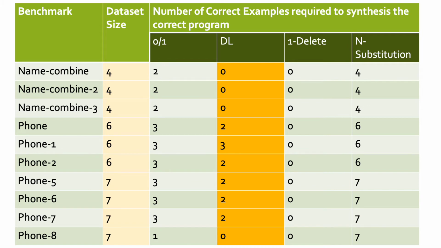Now let's see how Damerau-Levenshtein performs. This loss function closely tailors the characteristics of this domain. As we can see, in some cases, it requires 0 correct input-output examples. This is because Damerau-Levenshtein can even capture information present in the corrupted examples.